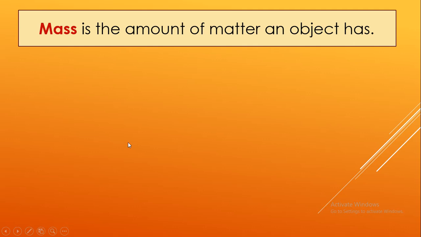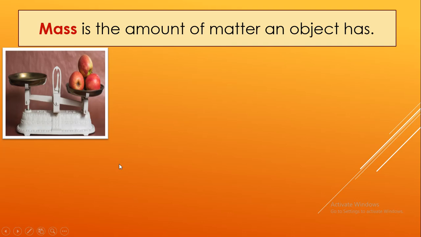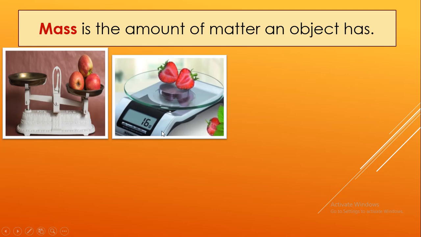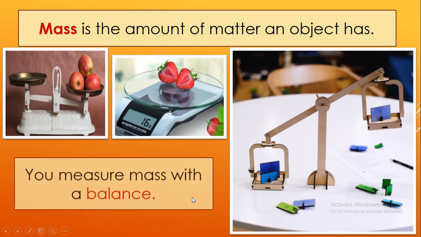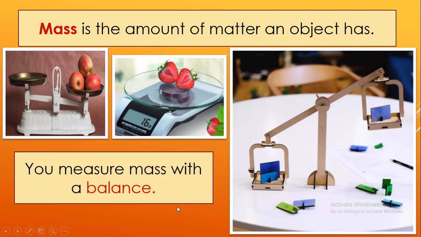Now, we can also measure the mass of a solid. What is mass? Mass is the amount of matter an object has. Look at this picture. These are apples. Apples are solids. I can measure the mass of these apples using a balance. This is a two-pan balance. This is a digital balance. This is also a two-pan balance. So you measure mass with a balance.